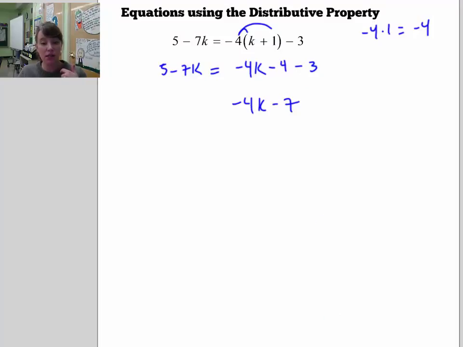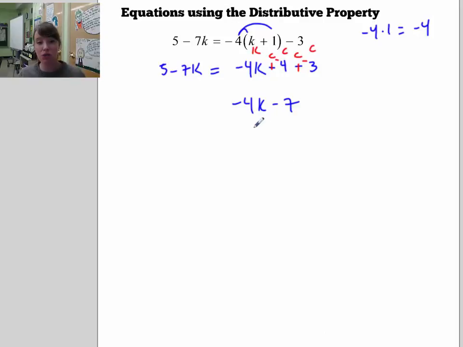Okay, and if you can't see that right now, what you can do is you can do a chain of keep, change, change. Keep this one, change this one to addition, change this one to its opposite. Negative 4 plus negative 3 gets you that negative 7 or the minus 7. All right?